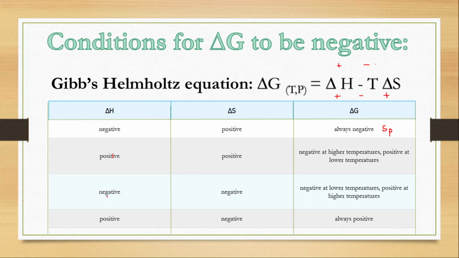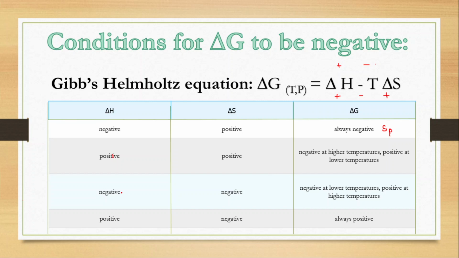Now delta H is negative. This is under favorable condition. Delta S is negative. That means that it is not under favorable condition. So clear? Both are favorable when delta H is negative and delta S is positive. At that time always delta G will be negative and it is spontaneous.